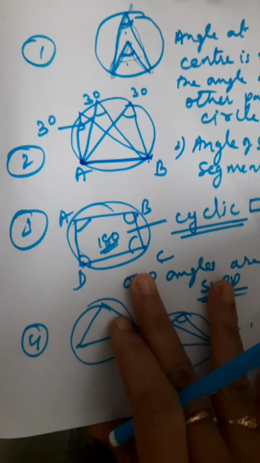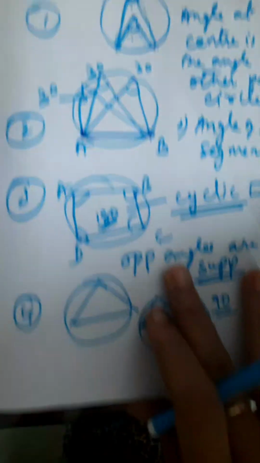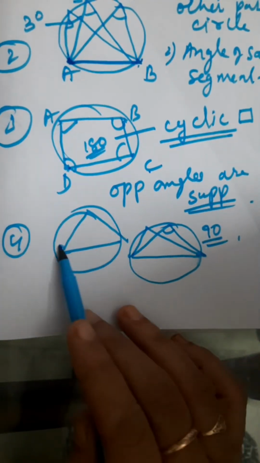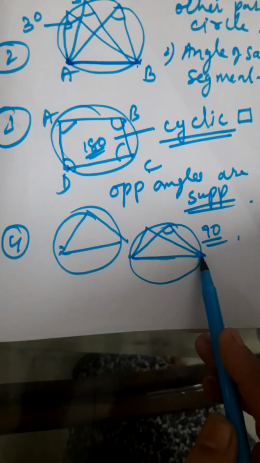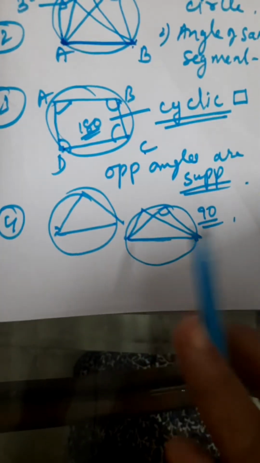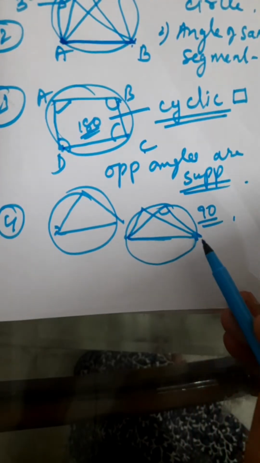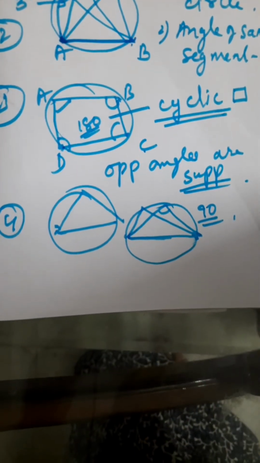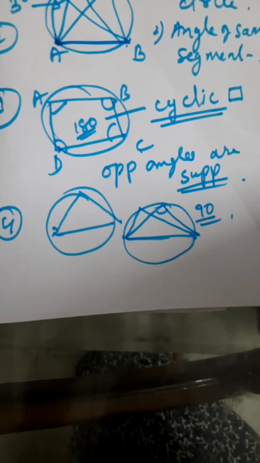Now coming to the next part, angle of semicircle. If a diameter is taken, the angle formed on the diameter is called angle of semicircle, and angle of semicircle is always equal.